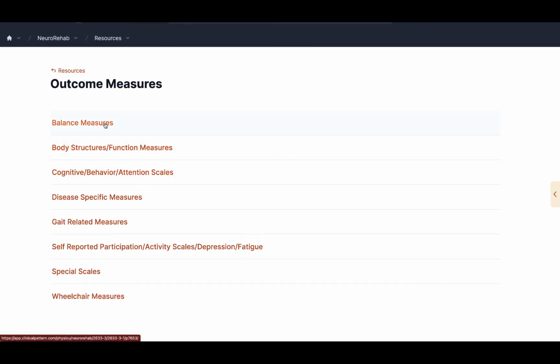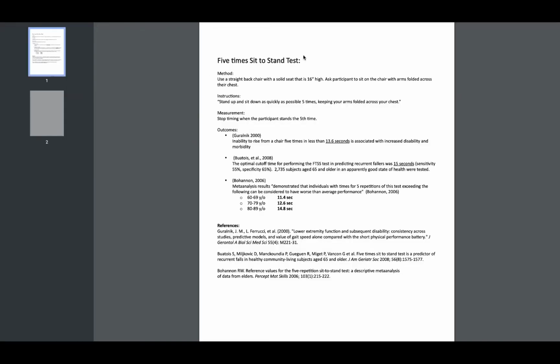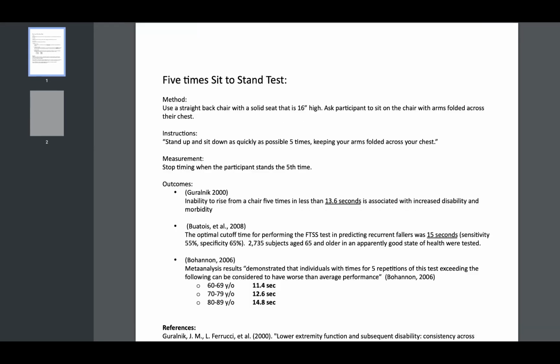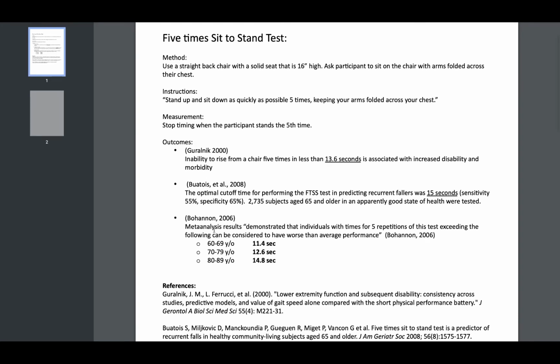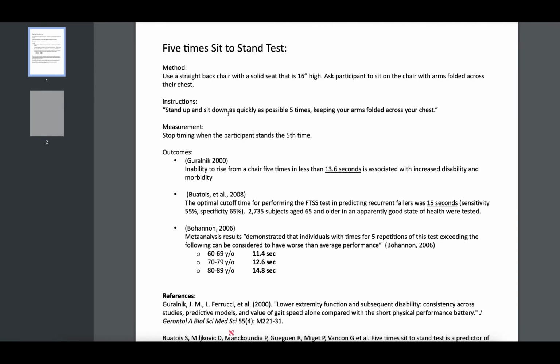So available outcome measures are now aggregated into one easy place for you to find them. Here are a bunch of balance measures. If I click on any one of them, it will take you to a document that you can now utilize in your class. The document will often have things like the different cut scores, references, instructions, and methodology on how to perform them.